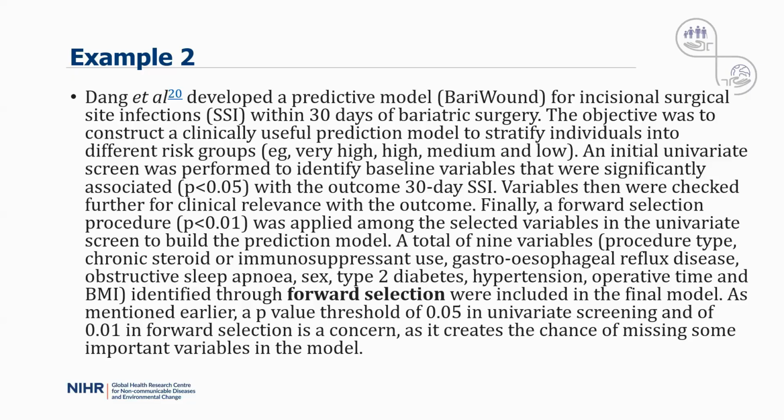And so in the final model, a p-value threshold of 0.05 in univariate screening and of 0.01 in forward selection. So it was more stringent. So that's why the critique says that being more stringent for the variable selection at the exploratory data analysis stage is a concern because it might eliminate some clinically important variables.